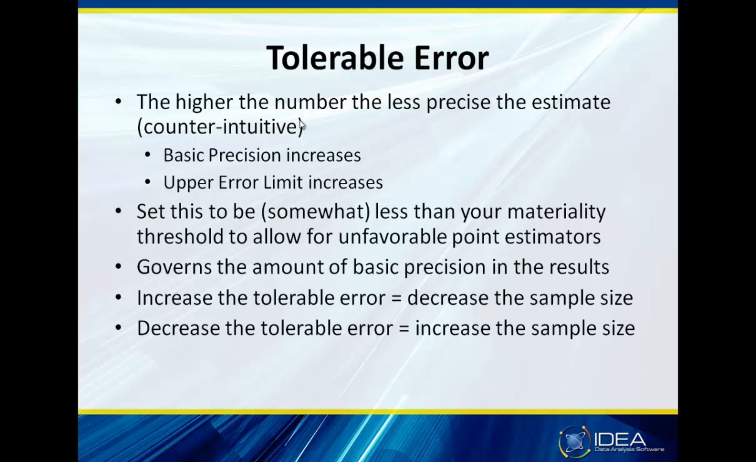The tolerable error also governs the amount of basic precision in your results. As you increase the tolerable error, you decrease the sample size. As you decrease the tolerable error, you increase the sample size. The reason is that larger samples are able to say more about the population than smaller samples. So when the precision number goes down, that's essentially making your confidence intervals less wide, meaning you can say more confidently that the most likely error is within this smaller range because you have a larger sample to deal with.